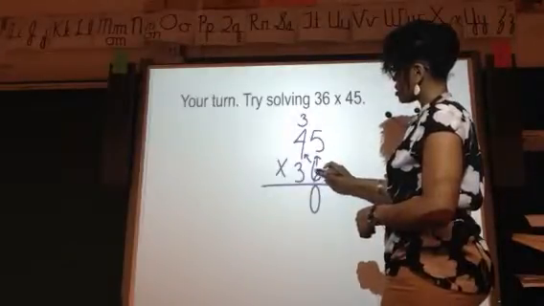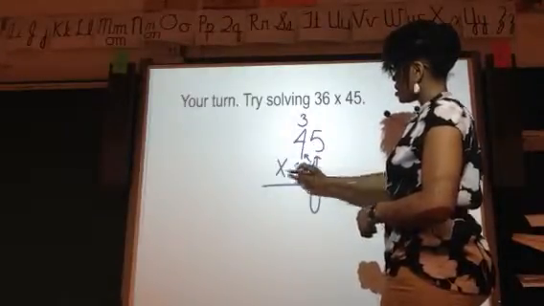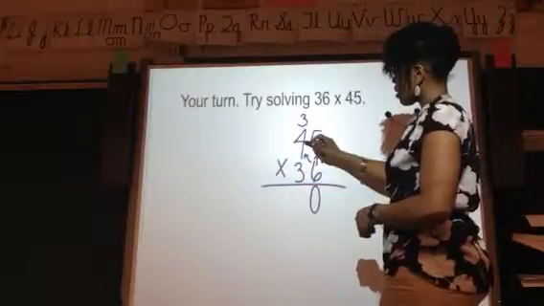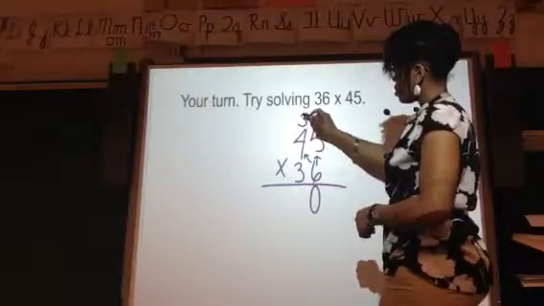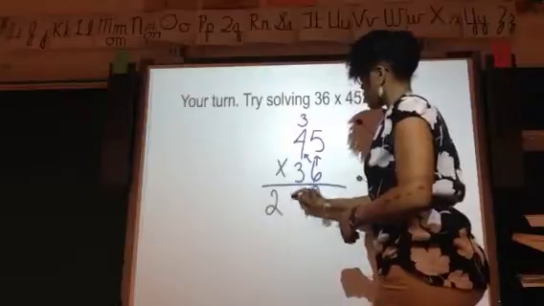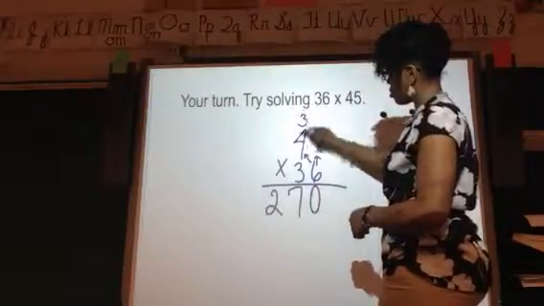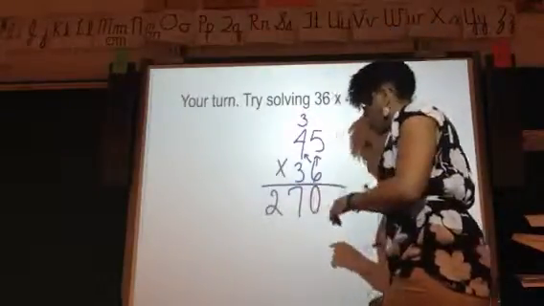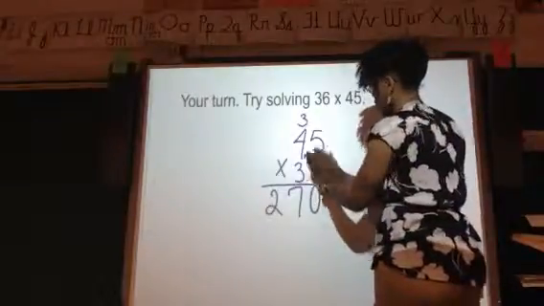The bottom ones place times the tens place. What is 6 times 4? 24 plus 3, 25, 26, 27. We write our 2 here in the hundreds place and our 7 here in the tens place. Now we're finished with the 6 times 5, 6 times 4.